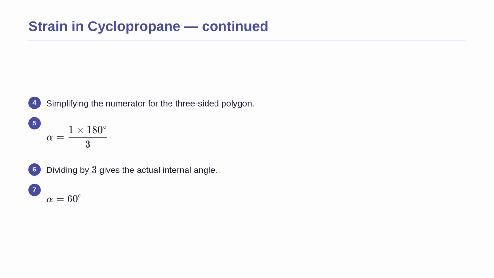Continuing with our calculation, we simplify the numerator. 3 minus 2 is 1. So we have 1 times 180 degrees, which is simply 180 degrees. This makes perfect sense because a three-sided polygon is a triangle, and the internal angles of a flat triangle always add up to 180 degrees. We then divide this total equally among the 3 corners. 180 divided by 3 gives us an internal angle of 60 degrees. This is the actual angle forced upon the carbon atoms, which is much smaller than the ideal tetrahedral angle.